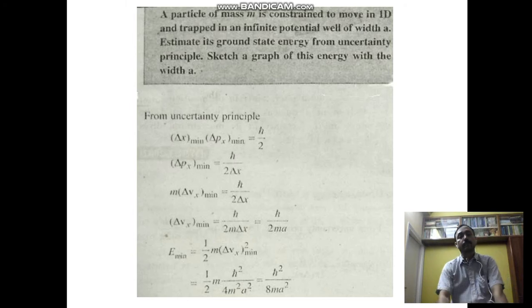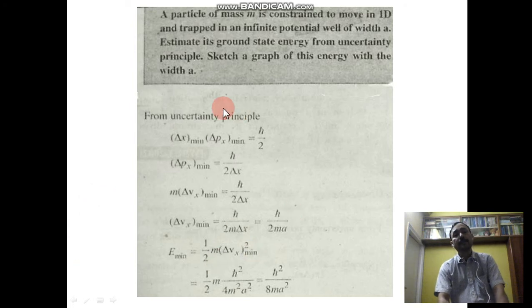Come to the next problem. It states that a particle of mass m is constrained to move in a one-dimensional potential box and is trapped in an infinite potential well of width a. Estimate the ground state energy from the uncertainty principle. Sketch a graph of this energy with width a. That means the width of the well is a.